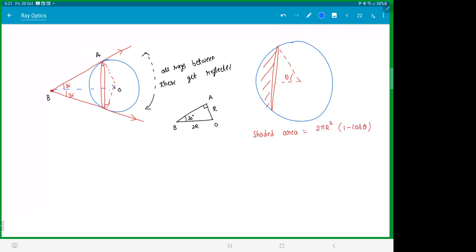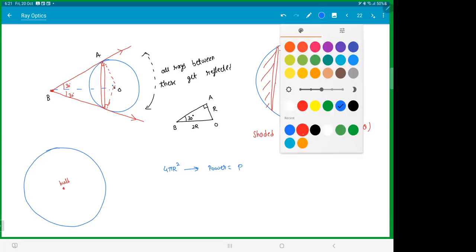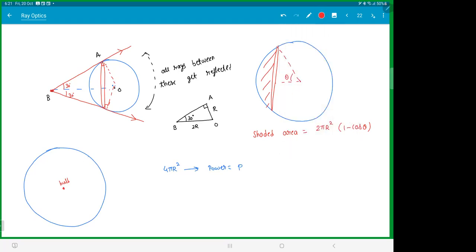So how to do from here? Now see, look at the logic here. If it was a full sphere and if the bulb was in the center, for an area of 4 pi r square surface area, the power would have been P. Agreed? The power is going in 3D, right? But you're looking at this area now.